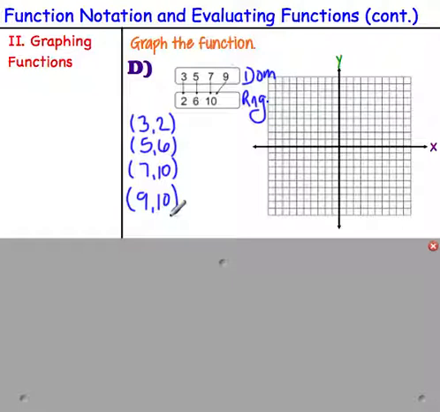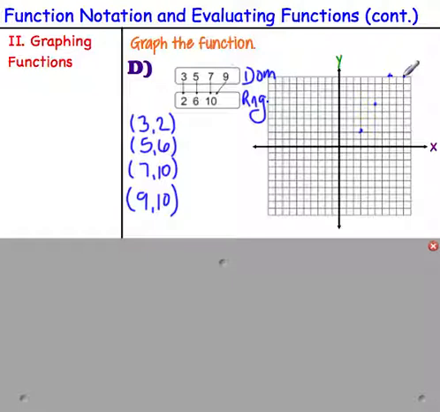Now I'm going to go ahead and graph these. First I have 3, 2. And then I have 5, 6. And then I have 7, 10. And I have 9, 10.